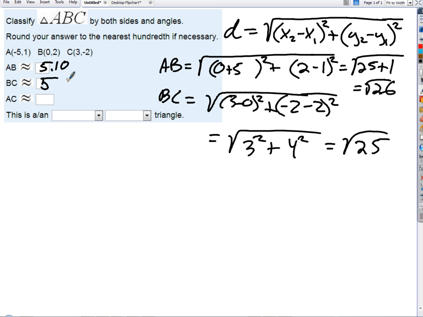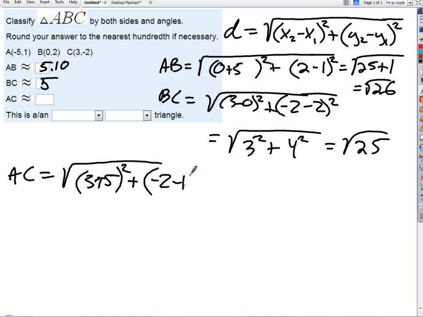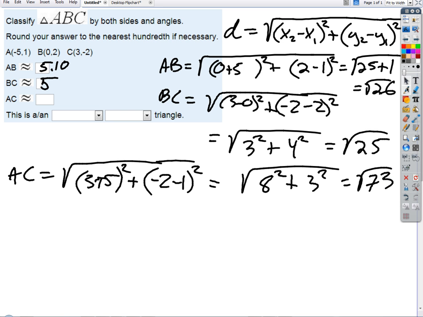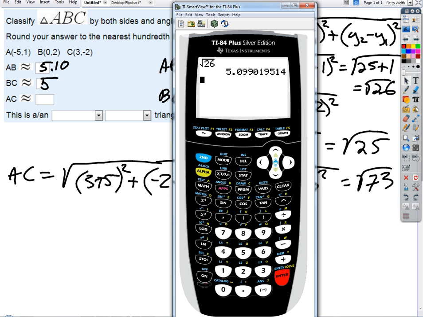And then finally we have to calculate AC. Last one. If I'm doing AC, I'll just cover up B. So there's point 1, there's point 2. I get the square root of 3 minus negative 5, so that's 3 plus 5 squared, plus negative 2 minus 1 squared. So that's the square root of 8 squared plus, instead of negative 3, we'll make it positive 3 squared. So 64 plus 9 is 73. Let me pull up our calculator and we'll see what that is.